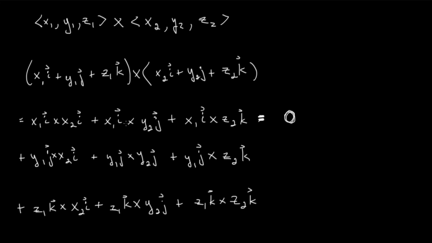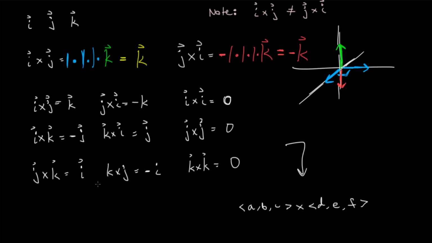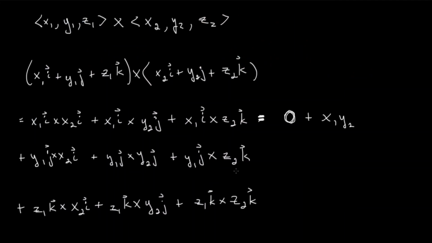All right, x1i cross y2j, what's that going to be? Well, the magnitude will be x1 times y2, but the direction is going to be i cross j. What was i cross j? i cross j was k. And multiplying this by the vector k, let me remind you, doesn't change the magnitude because the magnitude of k is 1. It is a unit vector.